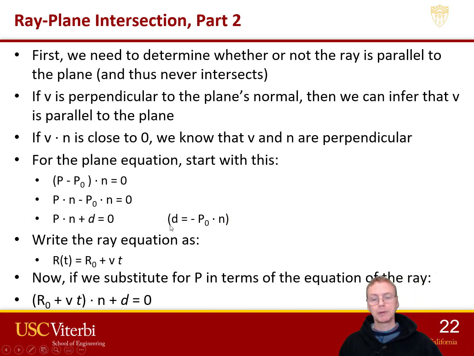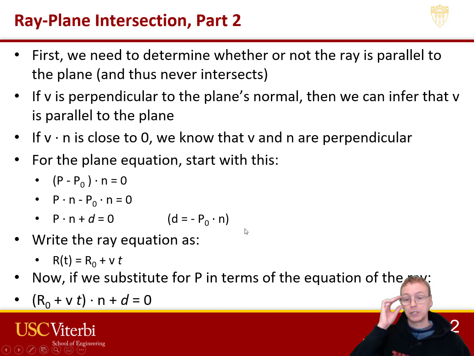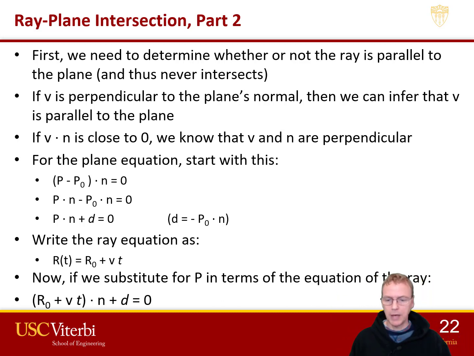Sometimes we'll make the D this negative value. Sometimes you'll see it as the positive value. It doesn't really matter. Whichever way you choose, just stick with that. All right, we will then write the ray as a parametric equation. So the ray started at point R0 and it moves along V, like let's say V is the speed per second maybe, or the speed per frame, or whatever scale that's in. And then t will be in that scale.